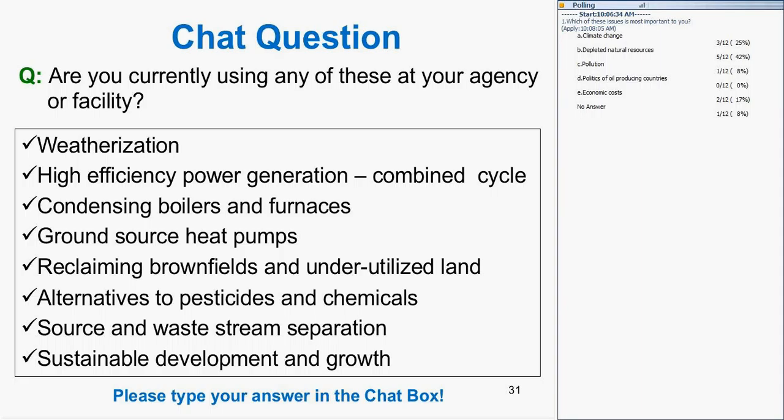Sure, no problem. Angela has mentioned alternatives to pesticides and chemicals. Kelly mentions the same, alternatives to pesticides and chemicals. Chris, not sure at the moment. John has said condensing boilers and furnaces. Lynn has mentioned sustainable and waste stream separation, like you were talking earlier, and John mentioned that as well. Brenda just added actually several: weatherization, reclaiming brownfields, source waste stream separation, and another alternative to pesticides and chemicals. So those are the responses we've got.